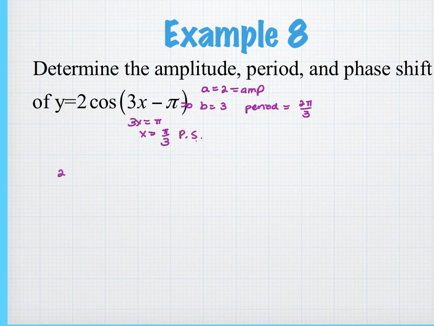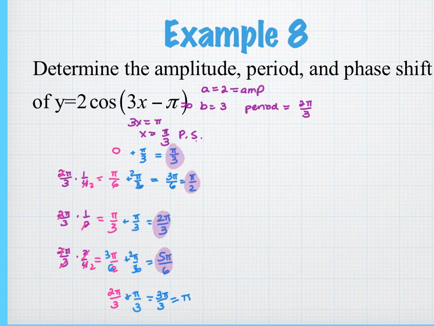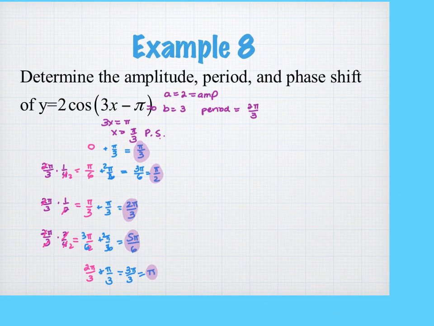So I'm going to take my period, 2 pi over 3, multiply it times 1/4, times 1/2, and times 3/4. So 2 cancels here, I get pi over 6. Here I get pi over 3. Here I get pi over 2. Again, first one's at 0, last one's at 2 pi over 3, or the period. Now my phase shift is +pi over 3. Those 4, 5 are my key points.